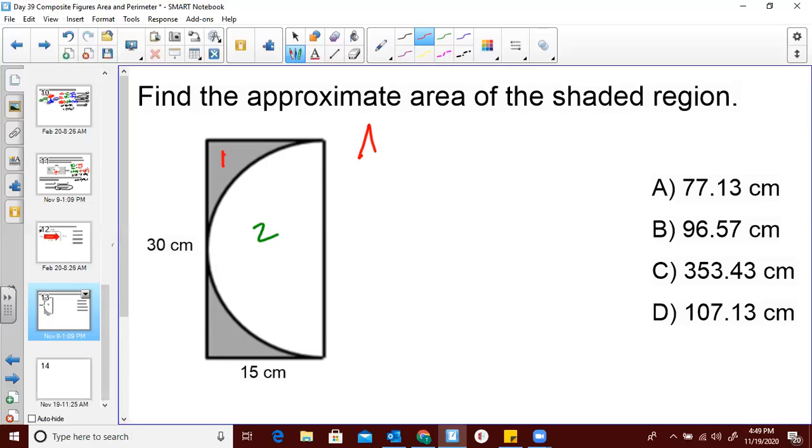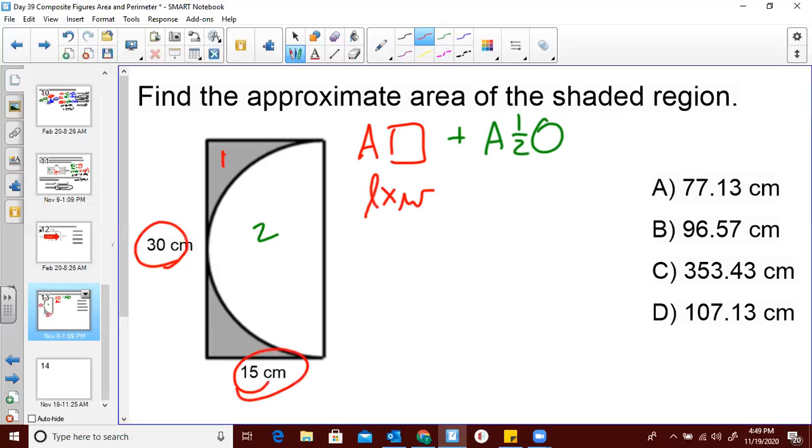So area of a rectangle plus area of a half circle. And I like to kind of put this half right here. It just makes it so that way we don't forget. So we know that area of a rectangle is length times width. And we know that our length is 30 centimeters and 15. So we'll have 30 times 15. And we know that the area of our circle is going to be pi r squared. But we only need the area of a half circle.